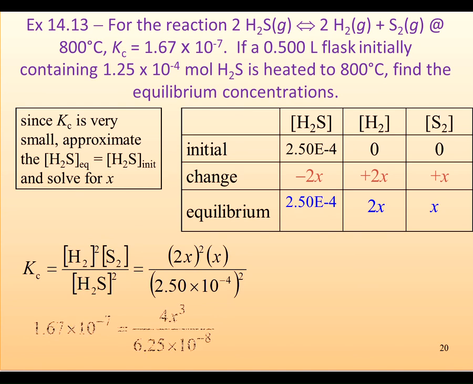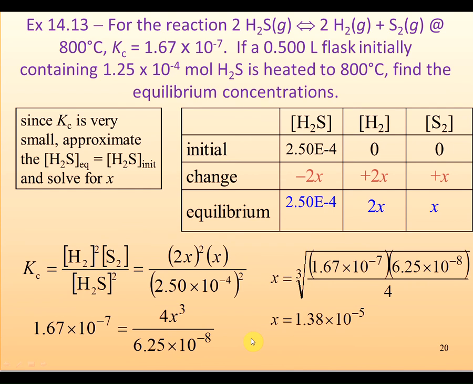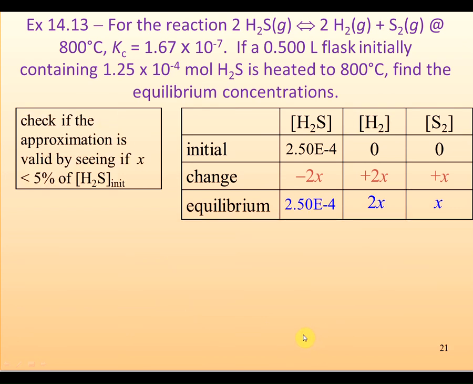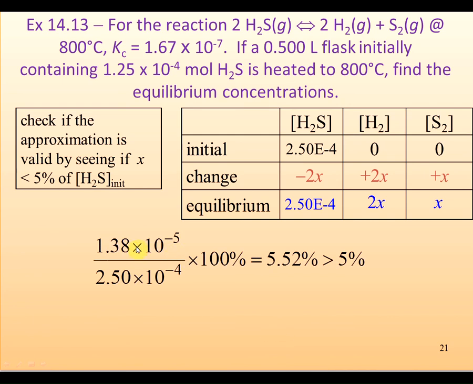So then it's a matter of substituting in our Kc value and multiplying this out, and then solving for x. So we solve for 4x to the 3rd power, and then we take the cube root, and we get x equals 1.38 times 10 to the minus 5. Now we have to check to see if our approximation is valid. To do this, we take our x value over the initial concentration times 100, and it's 5.52%, and that's greater than 5%, so that approximation isn't valid.